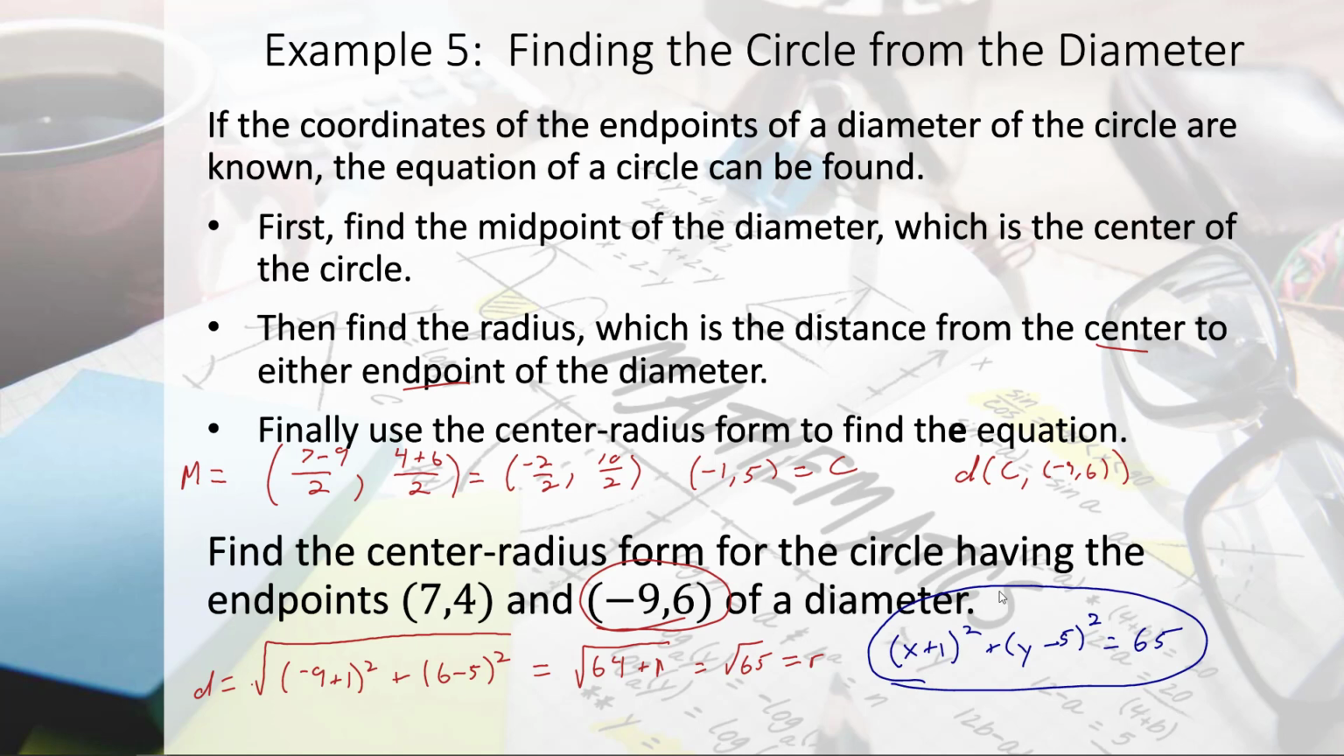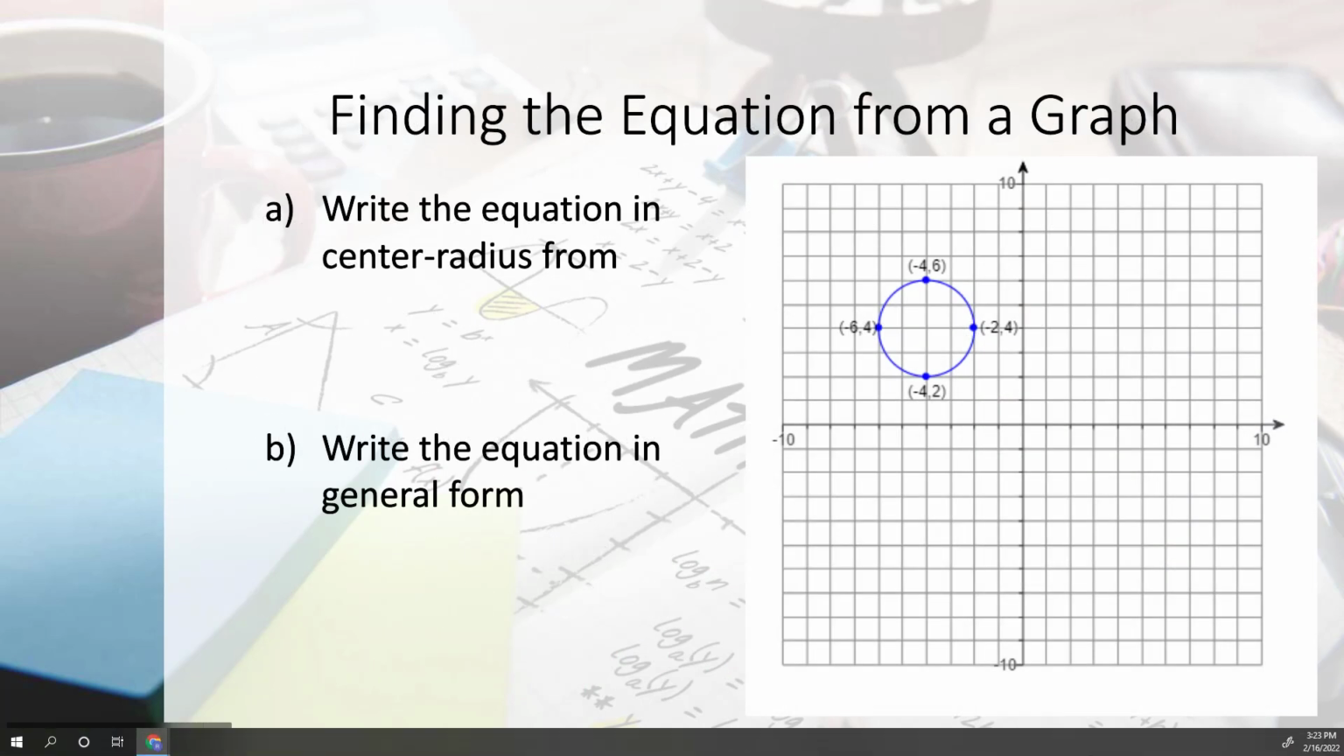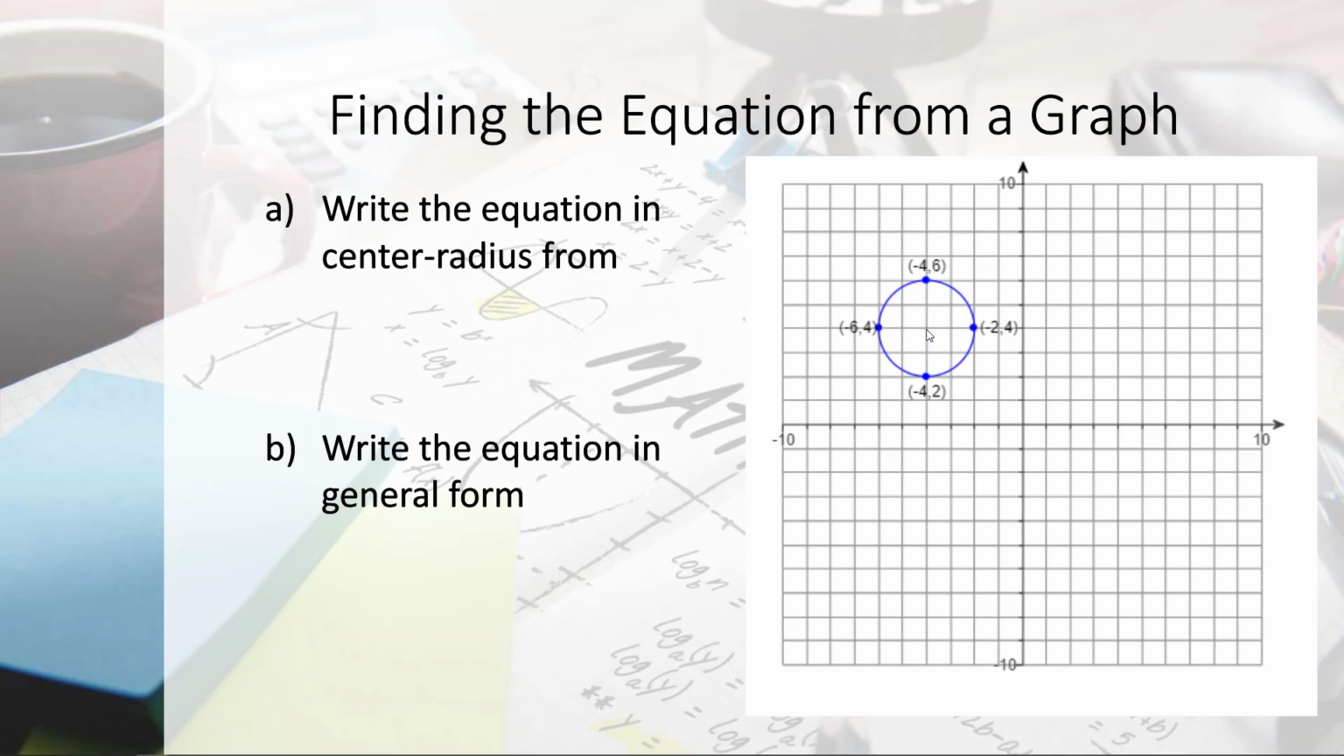Now the last thing that we want to go through is this particular problem here. Here we are given a graph of a circle, just like what you're going to see in your homework. And we need to write down the equation in center radius form. Well, notice that this circle has a center. That center happens to be at the point (-4, 4). So the center is the point (-4, 4). Now also notice that the radius is 1, 2. So the radius is equal to 2.